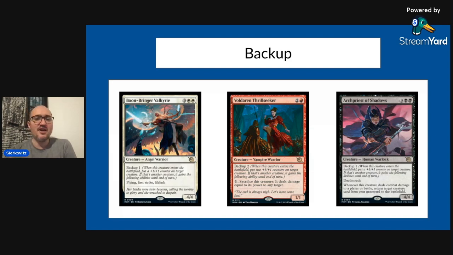So let's say you have some kind of a 3 mana 3/3 on the board. It's a board stall. You play the Boonbringer Valkyrie, you send the 3/3 into the air. It has Flying, First Strike, and Lifelink, so it attacks. It becomes a 4/4 as well. So you basically deal 4 damage, gain 4 life, and you still have this 4/4 Flying, First Strike, Lifelink Angel on board. And the card looks insanely powerful if there's not so much removal.